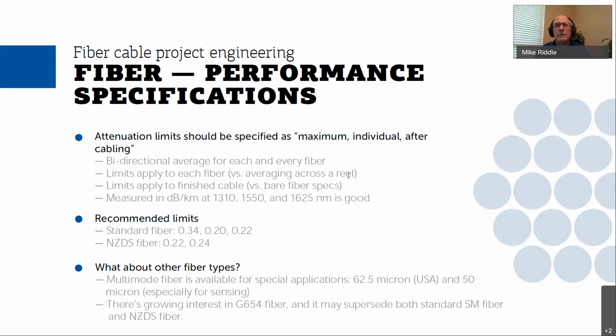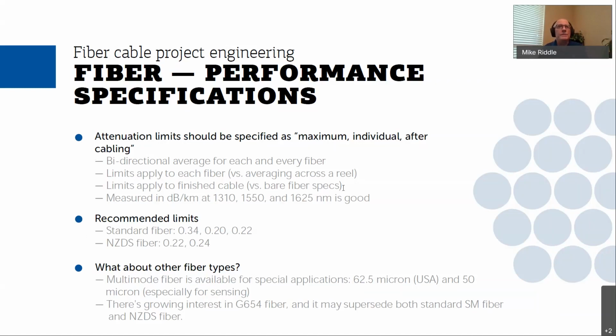That then means that you specified, for example, a 48 fiber cable and paid for it, but you actually received what to you is really a 46 fiber cable. And there's just no reason for that. Again, any good cable company can agree that each and every fiber in the cable will meet the limits that you have specified. And the limits need to apply to the finished cable, not just the bare fiber specs.